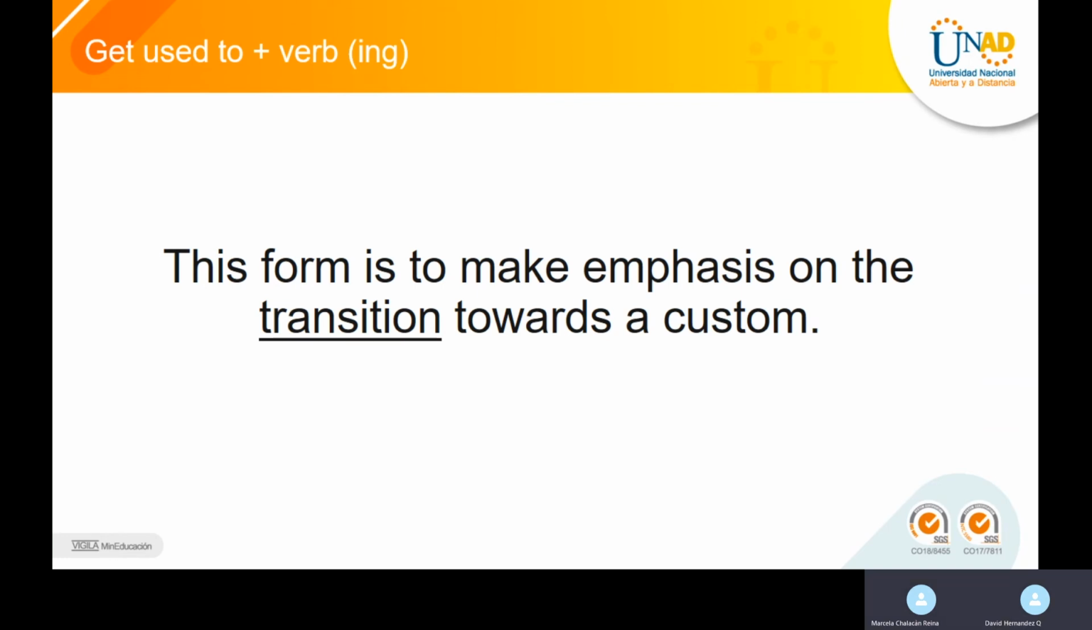Yes. So we are making an emphasis on the process of going from not liking it to doing it several times. So with this form, we make the emphasis on the transition, on the process that a person or an animal has towards doing things.